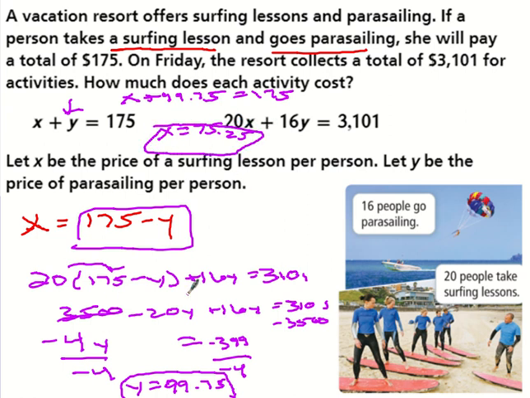So there's my x, there's my y. Surfing lessons are $75.25. Parasailing lessons are $99.75.